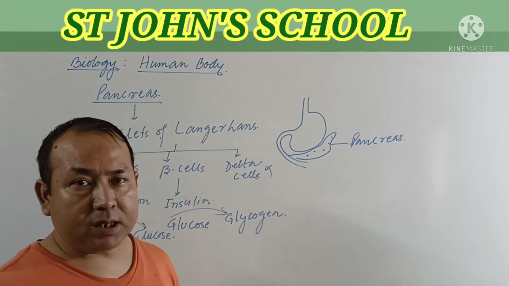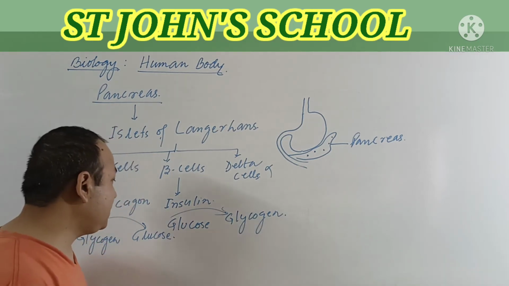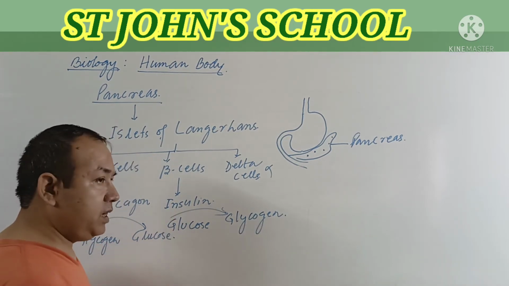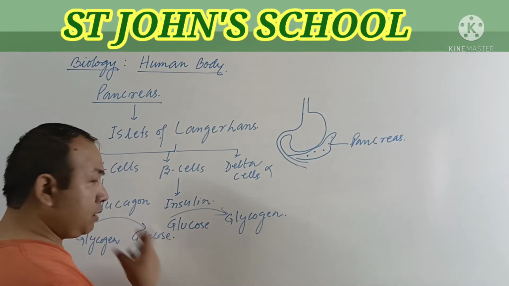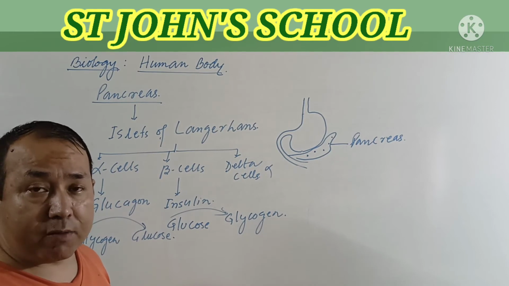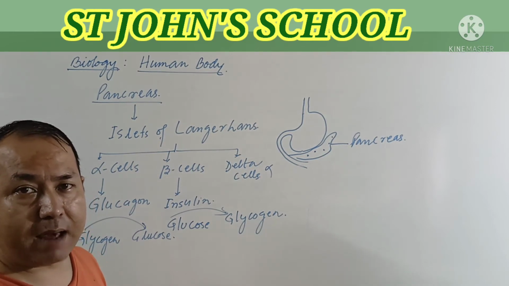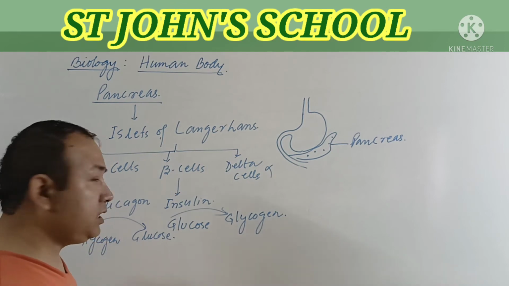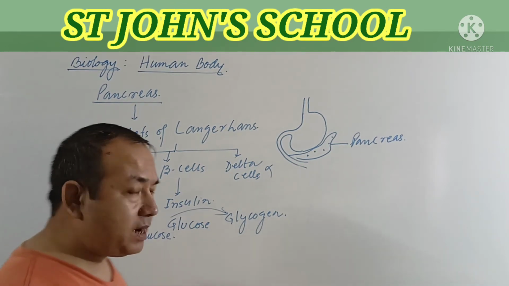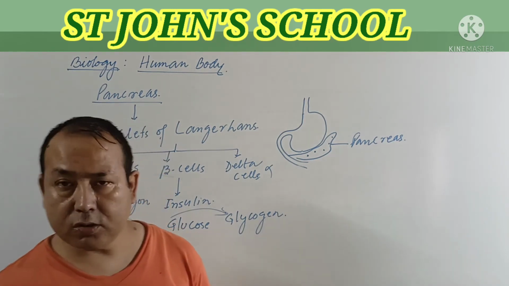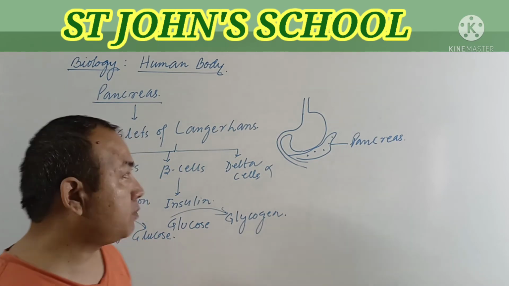The person who suffers from diabetes, in them the insulin is released in very less quantity. As a result, the excess amount of glucose present in the blood cannot be converted into glycogen, and the person suffers from the disease called diabetes mellitus. So just now I explained to you about the pancreas, which is also called a mixed gland because it releases both enzymes as well as hormones.